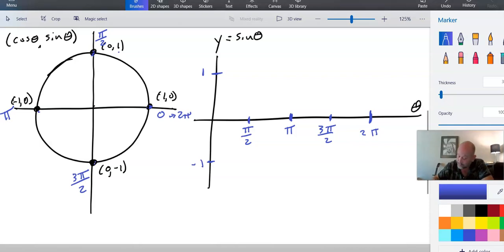Now, we just start walking around the circle and mapping these things from the unit circle onto the actual graph. So at 0, right? So when theta is 0, look right here.